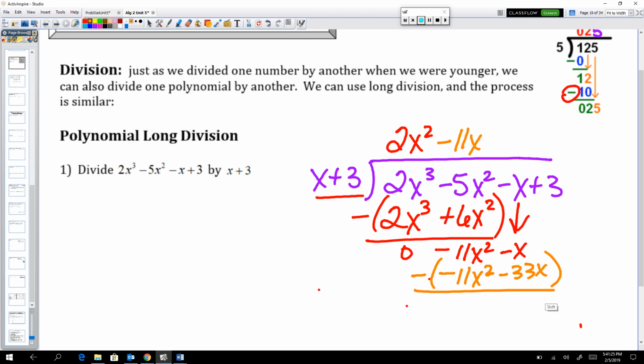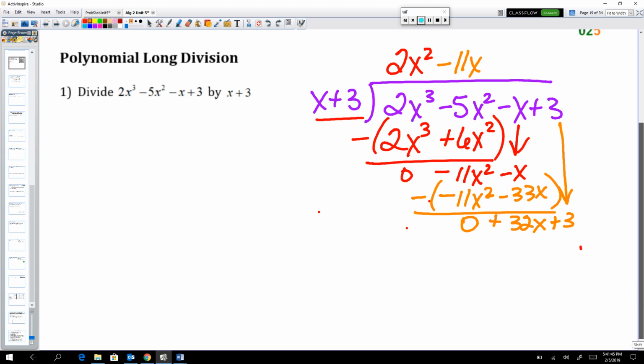Subtract that from the top. This zeroes out by design. Negative x minus a negative 33x gives us plus 32x. Bring down the 3. And now we start this process one last time.